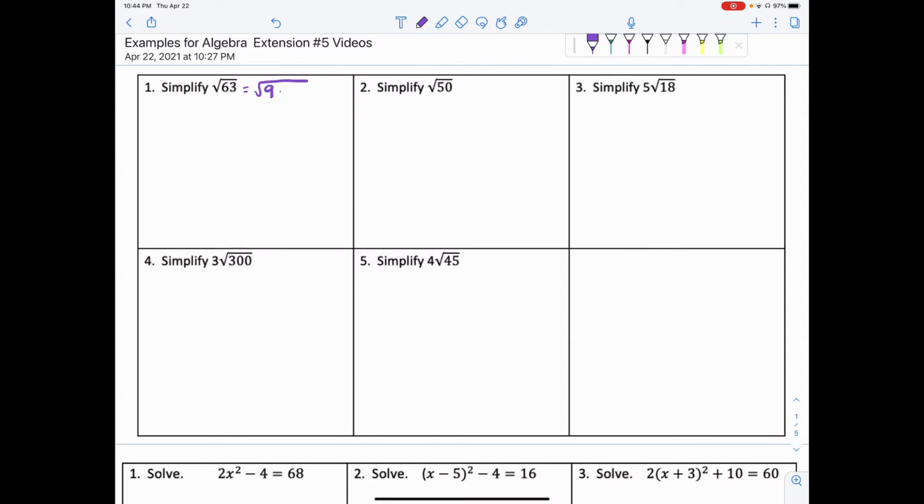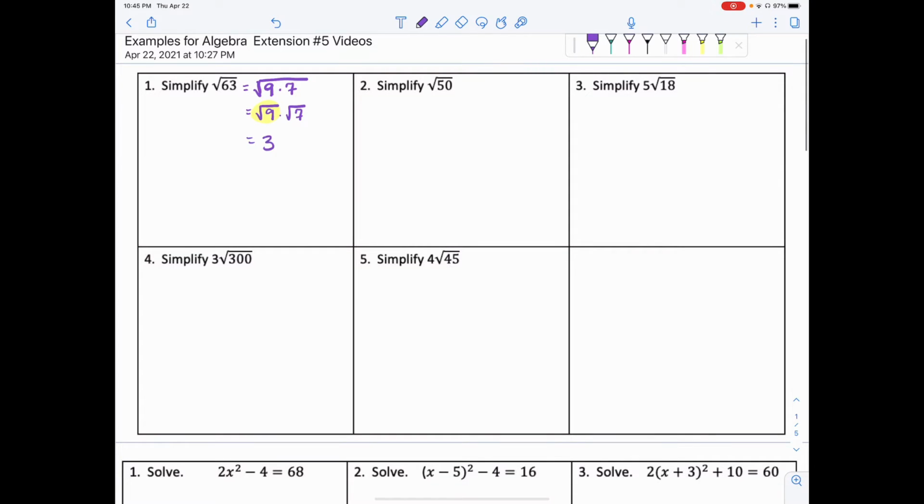So the square root of 63 would be equal to the square root of 9 times 7, and then we can split that up into the square root of 9 times the square root of 7. And because 9 is a perfect square, we can simplify the square root of 9, and the square root of 9 becomes 3. So we would have 3 times the square root of 7, or 3 root 7, as our final simplified answer. So again, you're looking for a factor of that radicand that is a perfect square.